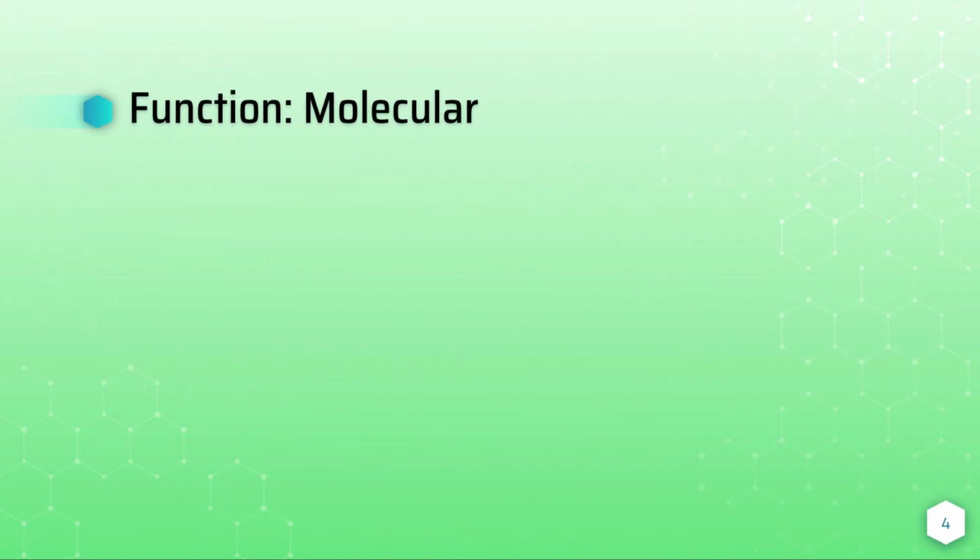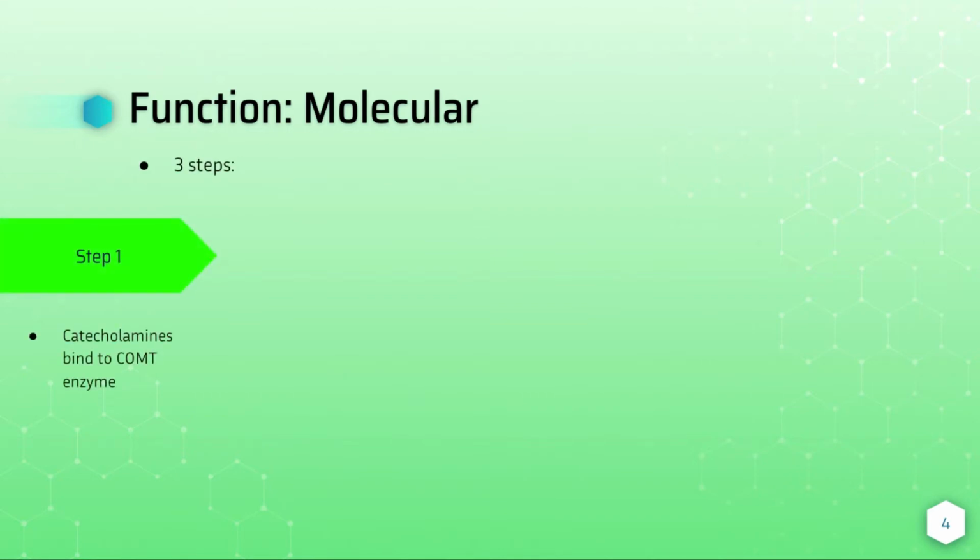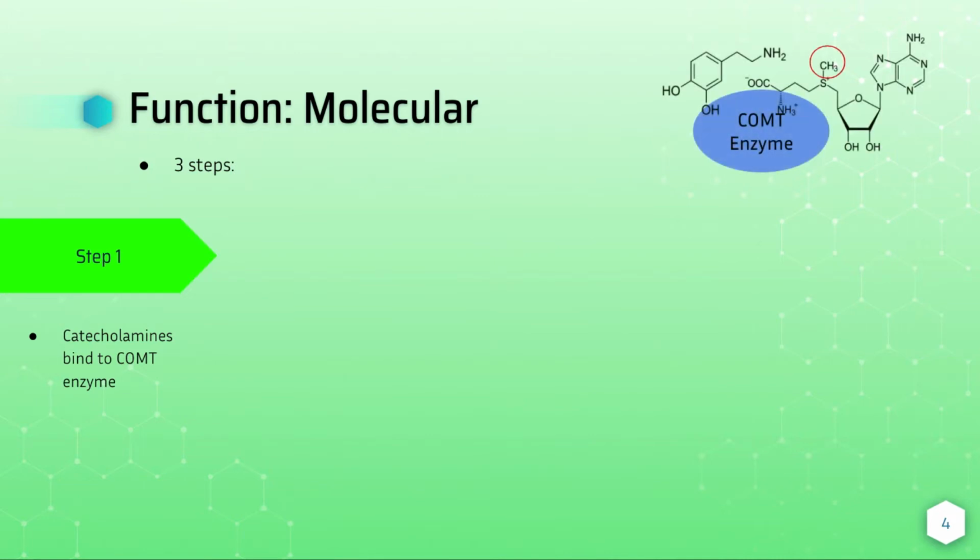For those of you who want a more molecular-based explanation of COMT's function, I broke down COMT's function here into 3 simple steps. So in step 1, the catecholamines and the other substrates will bind to the COMT enzyme. This binding of enzyme and substrate is almost a universal process in all enzyme-driven reactions, because the substrate has to bind at the enzyme's active site in order for the enzyme to lower the activation energy of the reactions.